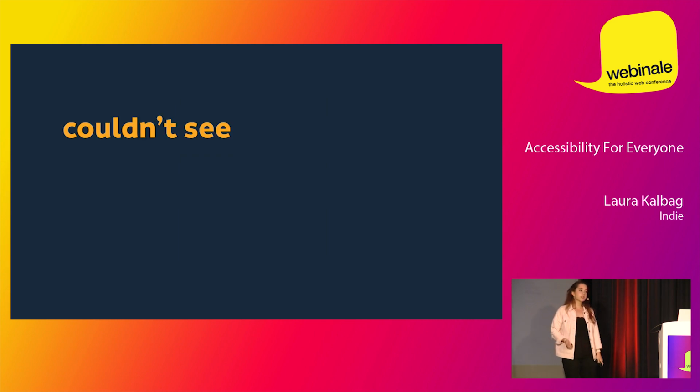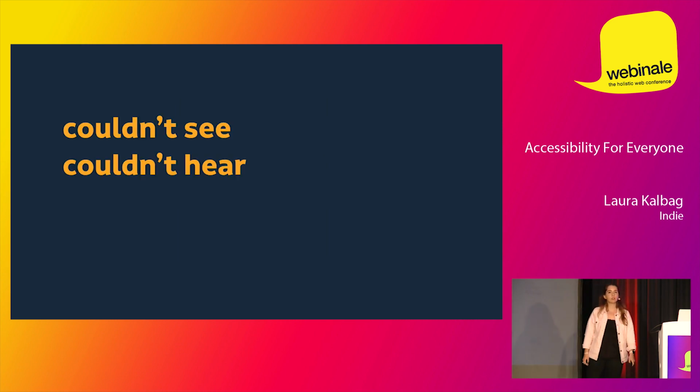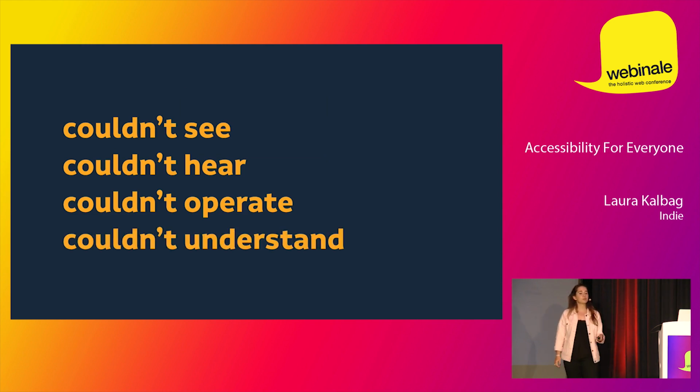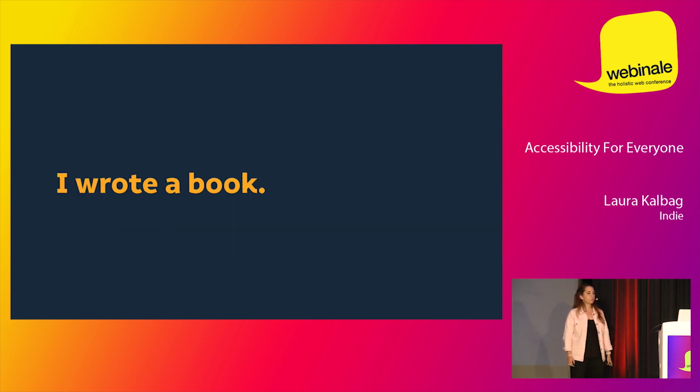So first we couldn't see the page, and then we couldn't hear it, and then we found it hard to operate, and then we found it hard to understand. And these are all ways in which the web could be inaccessible to people. So last year, I wrote a book. I wrote a book about accessibility.